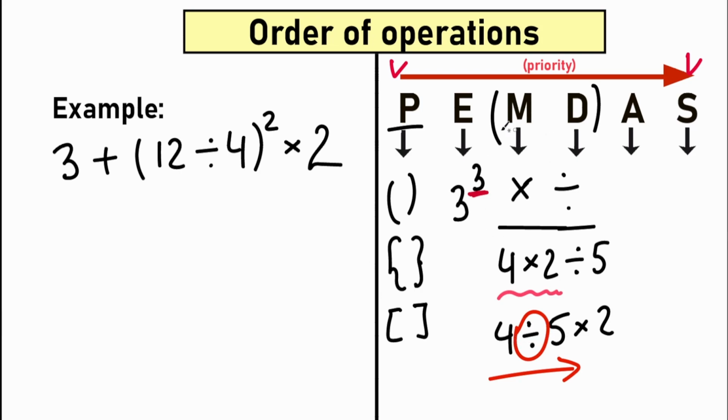Yeah, so this is one common group, multiplication and division. This is one group, and we should perform these mathematical operations from left to right, and it doesn't matter whether we have multiplication then division or division then multiplication. Okay, let's go to the next step.